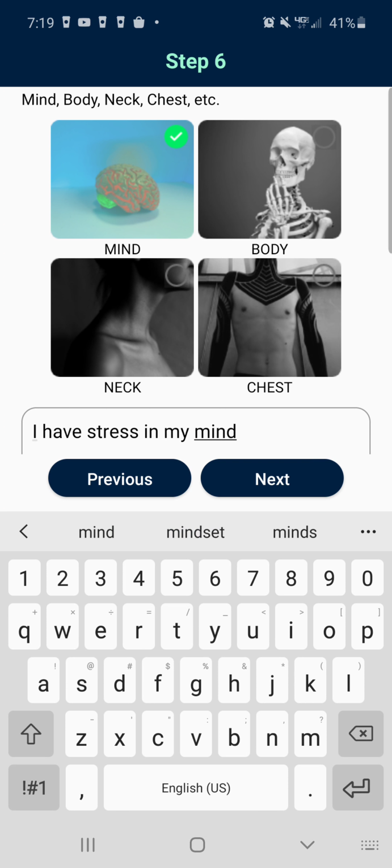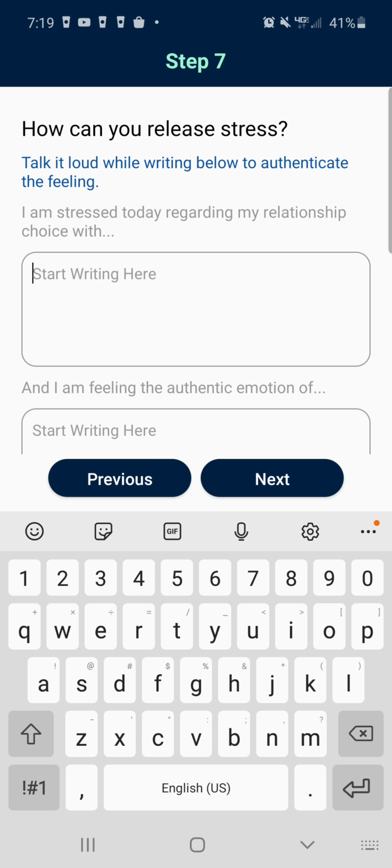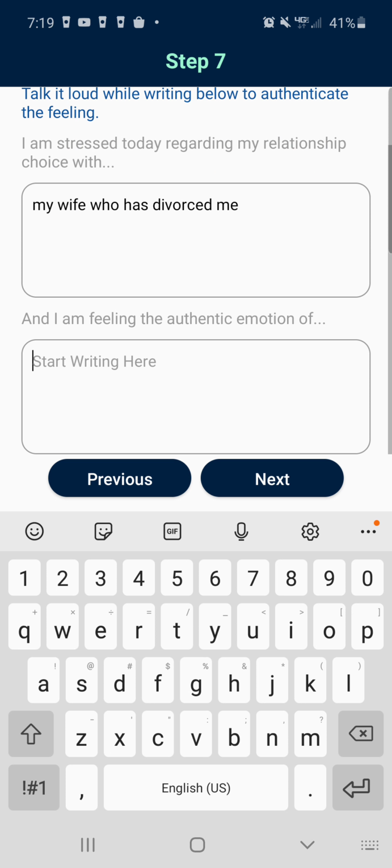It could be anywhere on your body. Everybody feels their stress differently. So he knows where the stress is. He feels it. The next step is to release it. How do you release this stress? Well, he can talk it out and write it out here. So that's what we're doing. I am stressed out today regarding my relationship choice with my wife, who has divorced me. All right, so he writes that down, and the feeling he has again is grief.